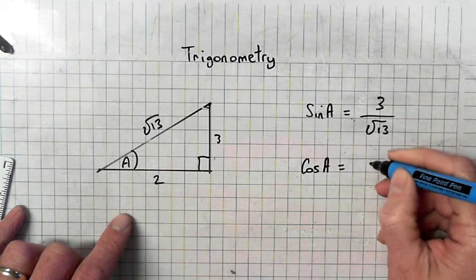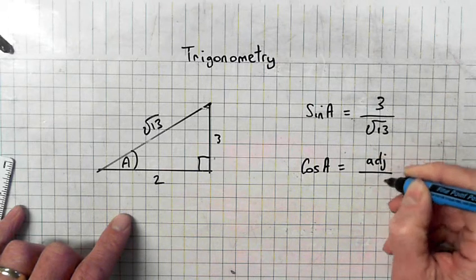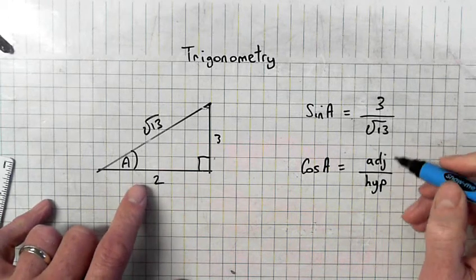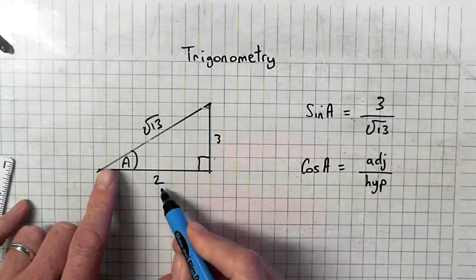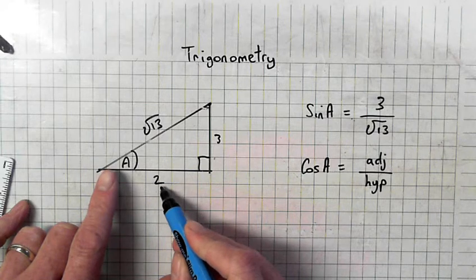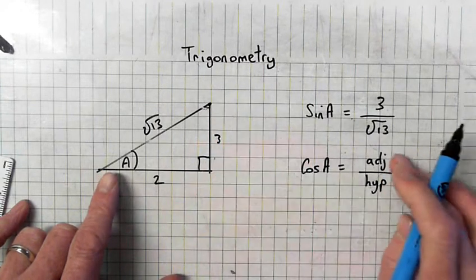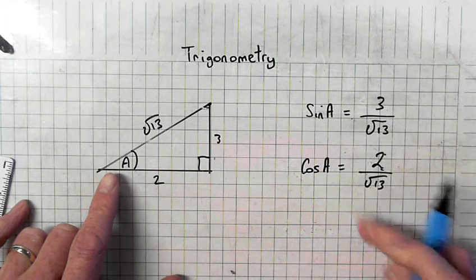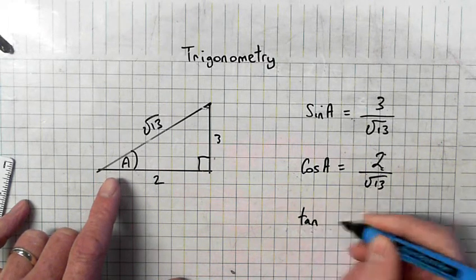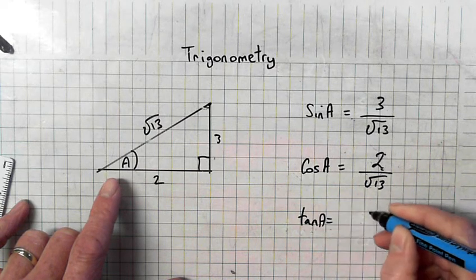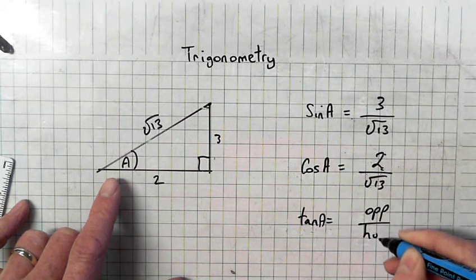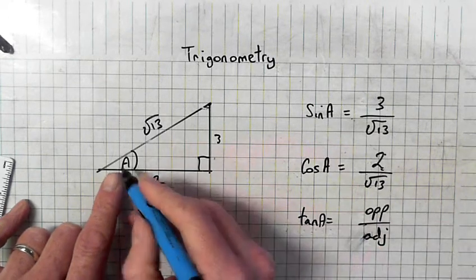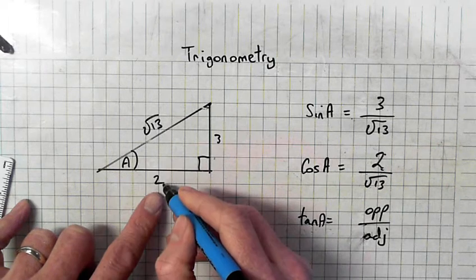Cos of A, what's the formula again? Adjacent over hypotenuse. It's a good idea to learn these off by heart. So the adjacent is this side, 2 over the hypotenuse. And tan of A is opposite over adjacent. So the opposite, 3 over 2.